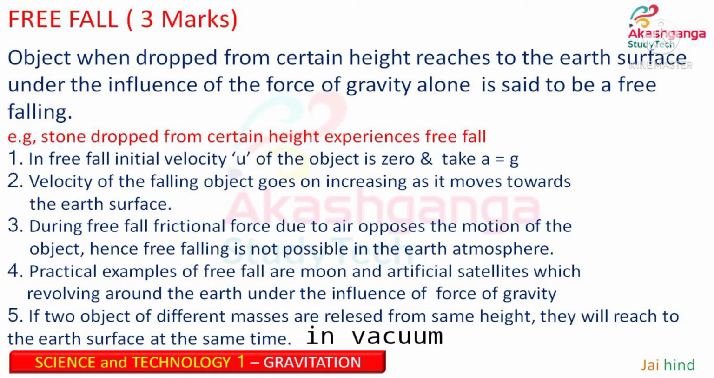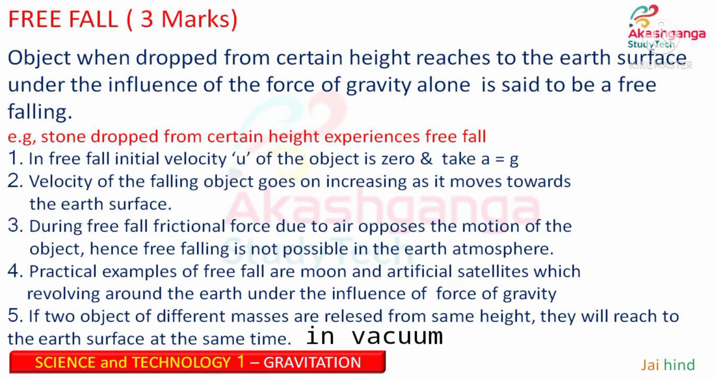And point 4 is, practical examples of free fall are the moon and artificial satellites which revolve around the earth under the influence of the force of gravity. Means whenever there is a vacuum, then only free falling is possible. Free falling is possible only in the vacuum.